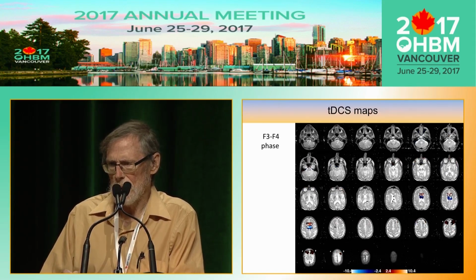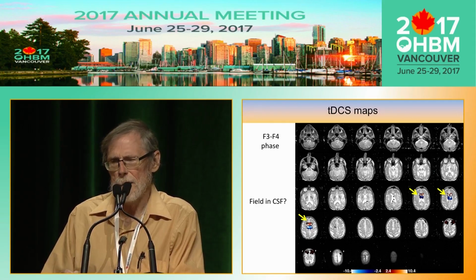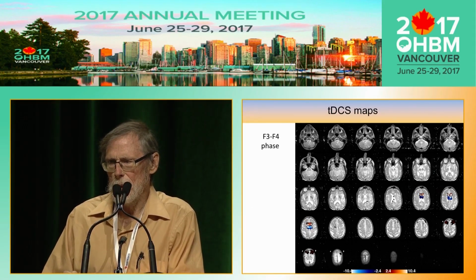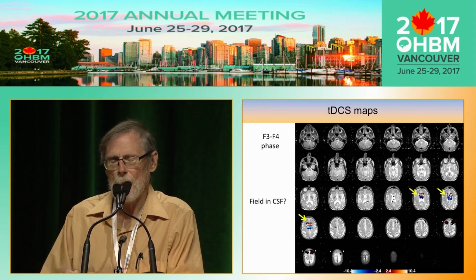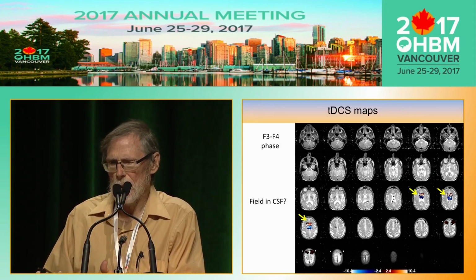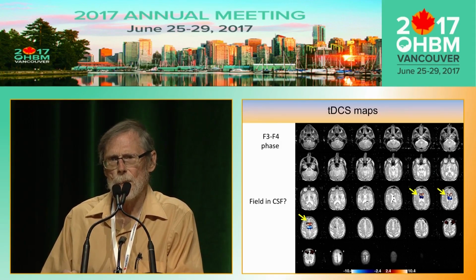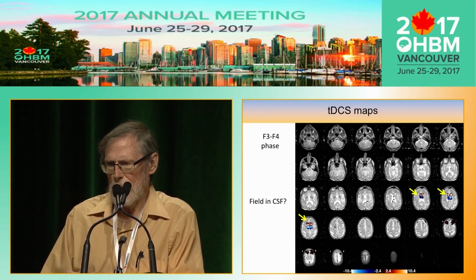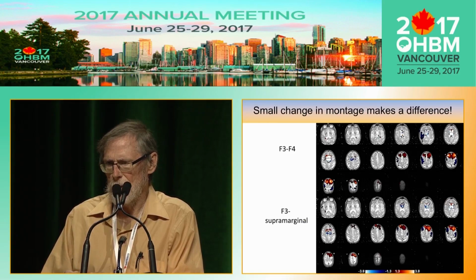Now, it's very interesting. If you look at the phase images and the magnitude images from a typical example, we see apparent activity in both the magnitude and the phase. We see it in the CSF, where the red and yellow arrows are showing. Is there a field in the CSF that's being induced by the current, in this case with DLPFC electrodes? Well, we don't expect to see a magnitude change.